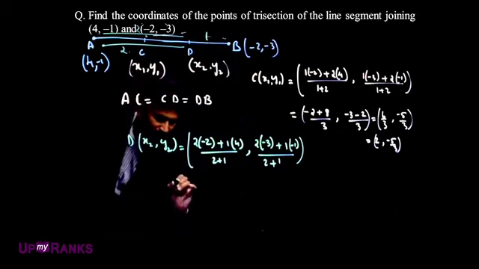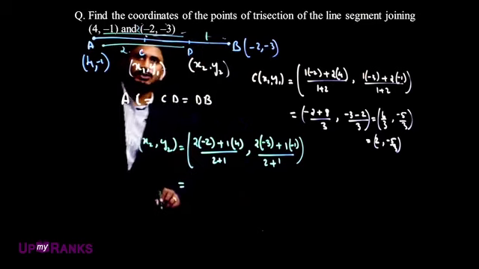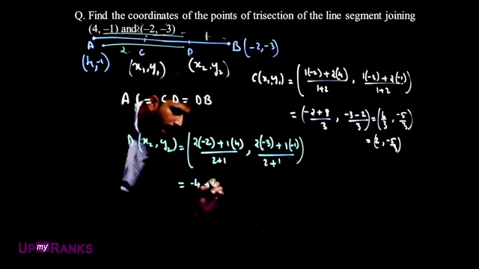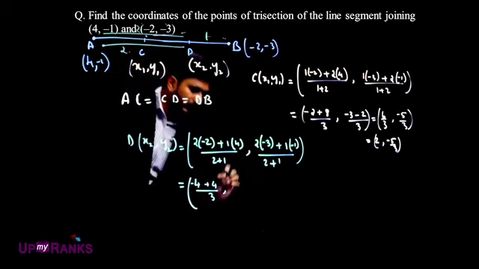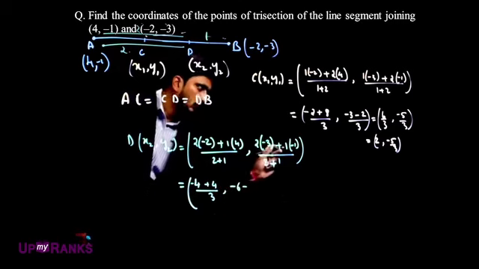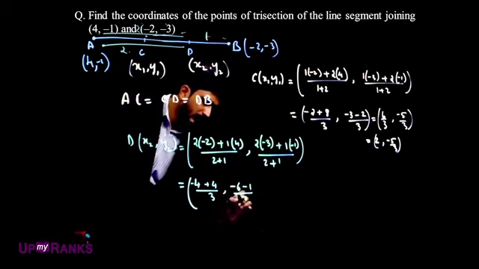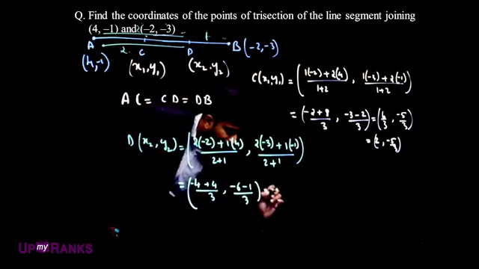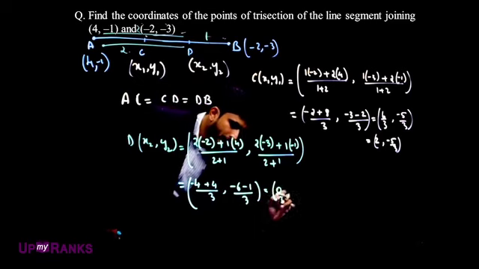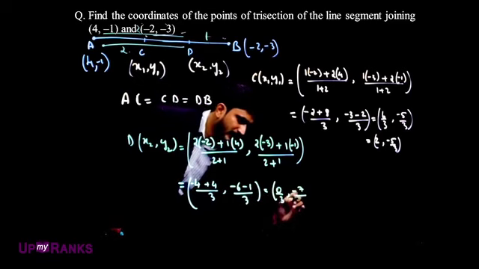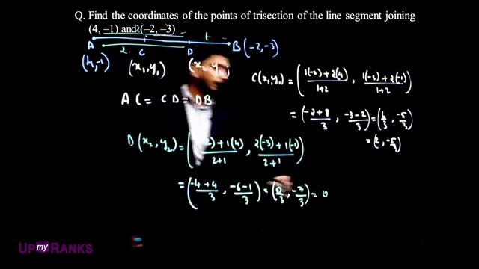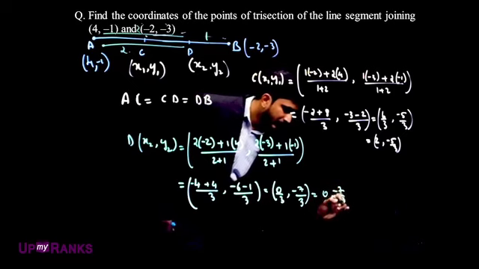So now, wherein I have it as 2 into -2, which is -4, plus 4, divided by 3, and -2 into -3, which is -6, plus 1 into -1, which is -1, divided by 3. -4 plus 4, which is 0 by 3, and -6 minus 1 is -7 by 3. So I get 0 by 3, which is nothing but 0, comma -7 by 3.